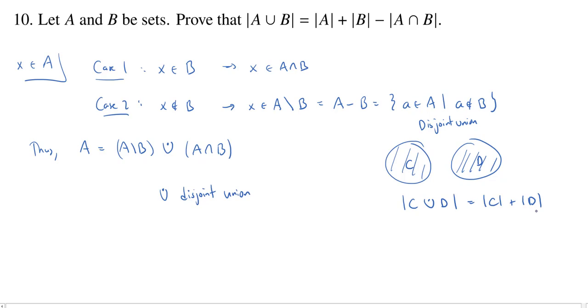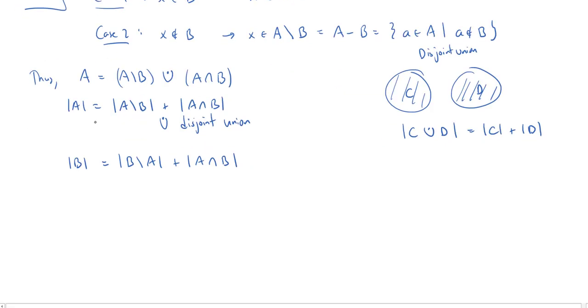Okay, cool. So that means we actually have that the cardinality of A is the cardinality of A without B plus the cardinality of A intersect B. So for similar reasons, the cardinality of B is going to be the cardinality of B without A plus the cardinality, again, of the intersection of A and B.